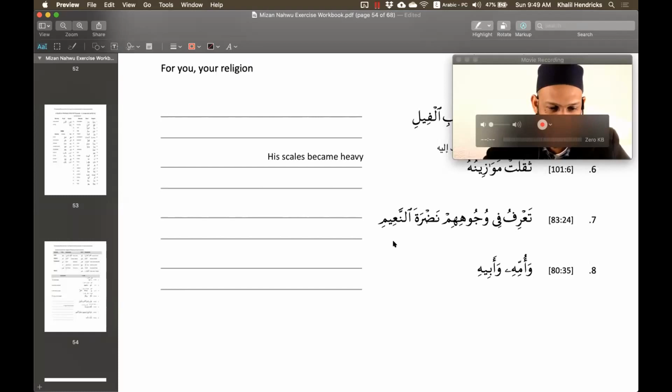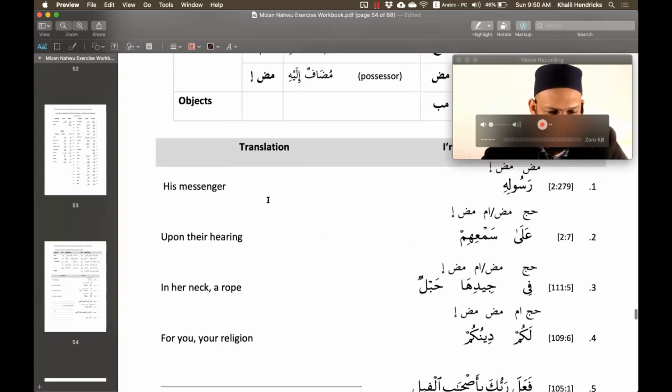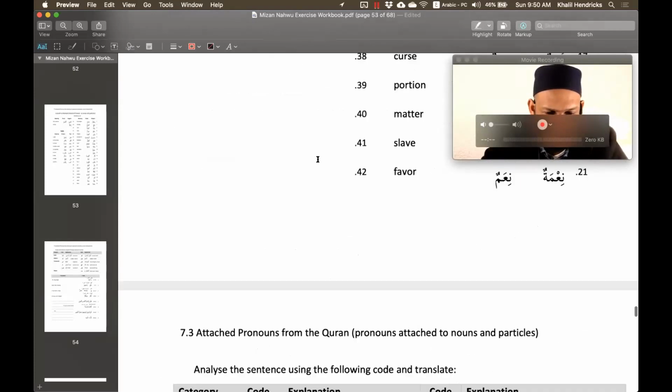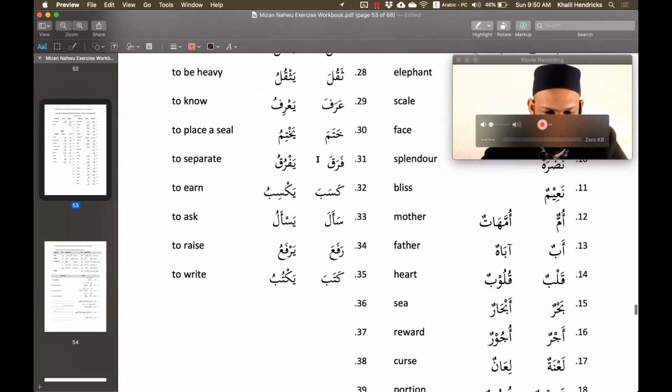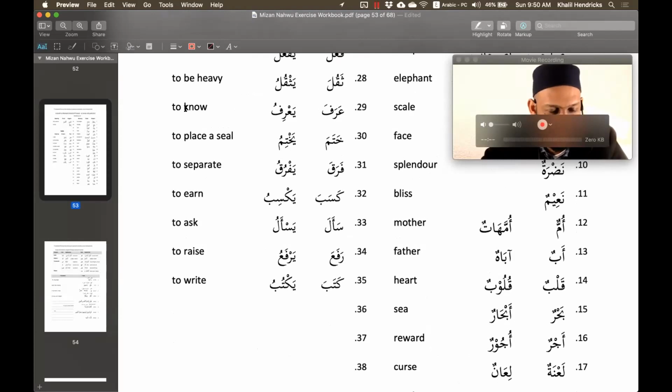I got: you raised in his face the splendor of the bliss. Okay, so let's go through word by word. What's the meaning of ta'rifu? Raised. So ta'rifu, do you look it up? I think we have a translation sheet here. So arafa ya'rifu, number 29 in the vocab sheet, means to know, also to recognize.